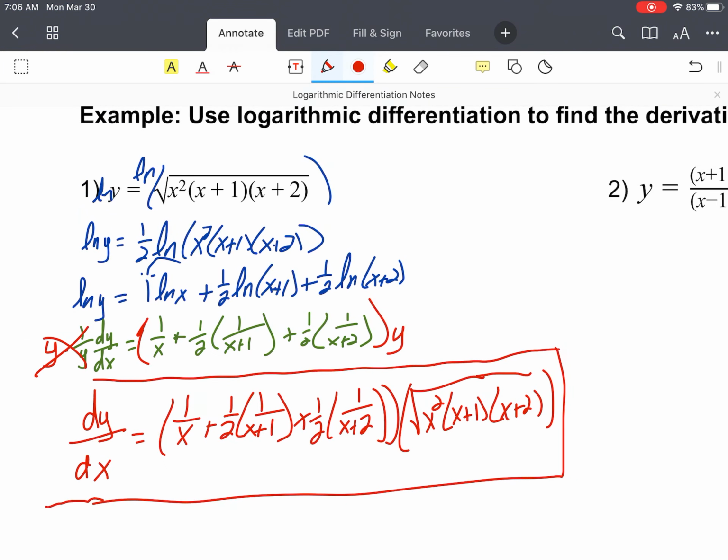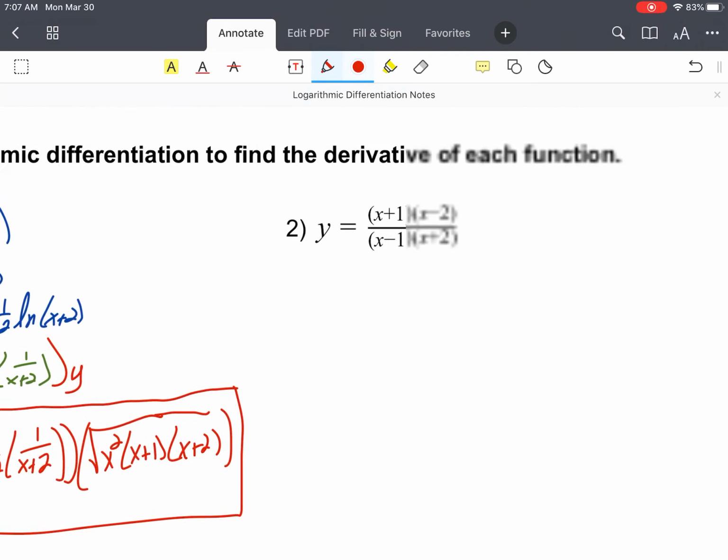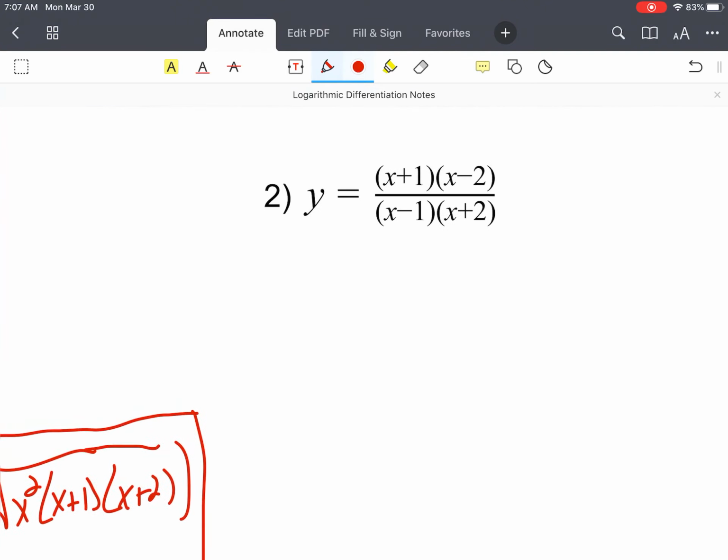Okay, there's our big, terrible answer. But it's really not too difficult. All you're doing is taking the natural log of both sides, using your properties of natural logs to split those up, taking a derivative, and then multiplying over your substituted back in y. Okay? So let's try it again.